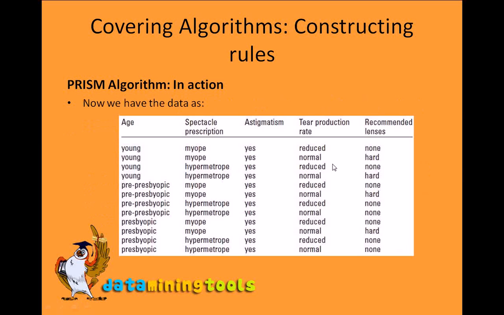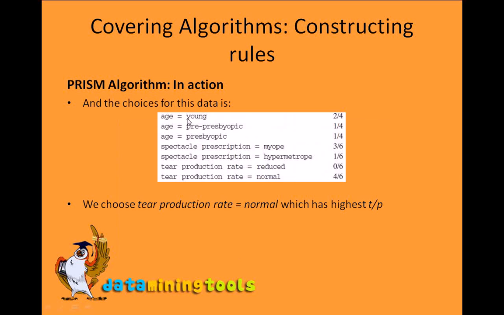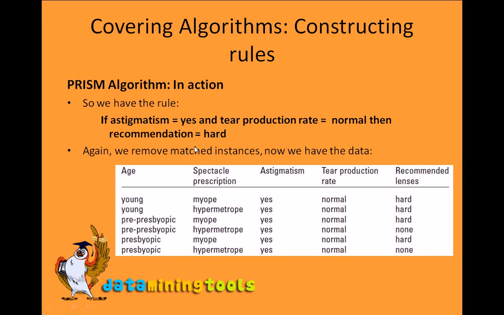So our instance set looks something like this. Mind you, here we have only plotted the cases with astigmatism equal to yes, since this rule has already been added. And moving ahead, the choices for this data are these. Again, their p by t ratio. We choose tear production rate equals to normal, which has the highest t by p ratio of all these choices.